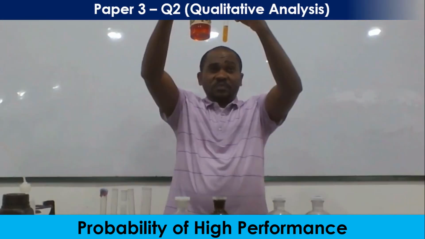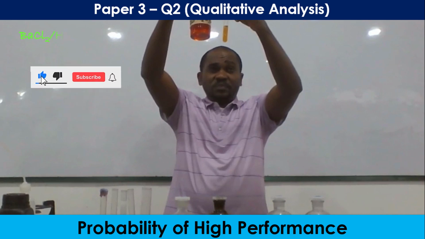Question 2 of this paper is on the identification of cations, anions, and gases, which you can easily know from the reagents given in the question. For example, when you see barium chloride and hydrochloric acid, there is a high probability that you'll be testing for the sulfate ion. Similarly, silver nitrate and nitric acid plus aqueous ammonia will let you know that the examiner wants you to test for a halide ion, which most times is the chloride ion.